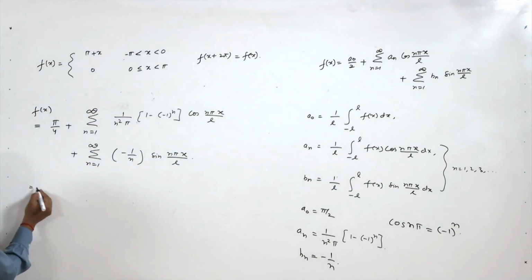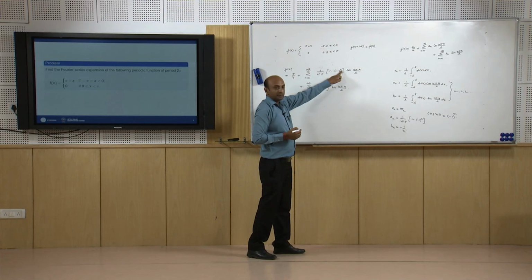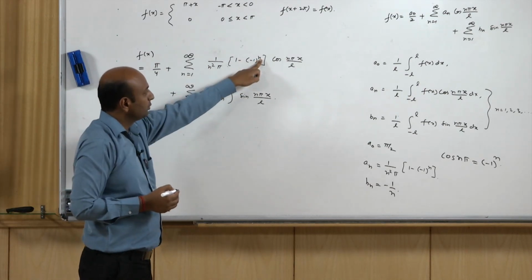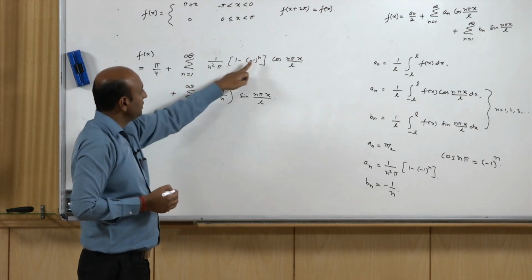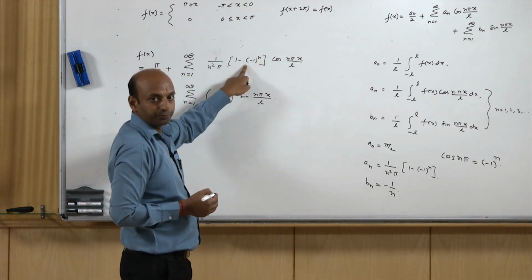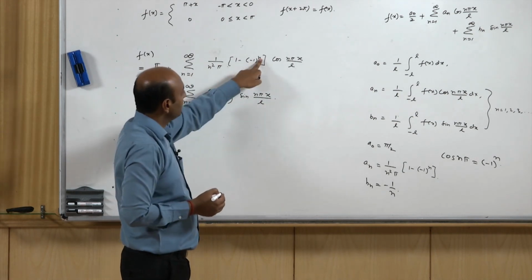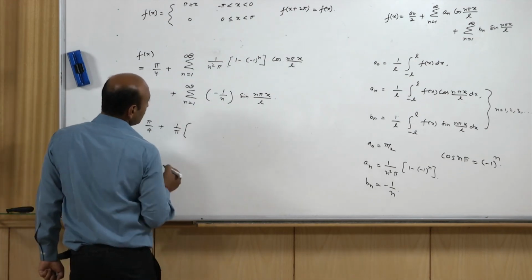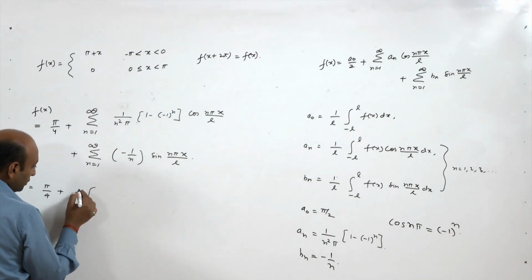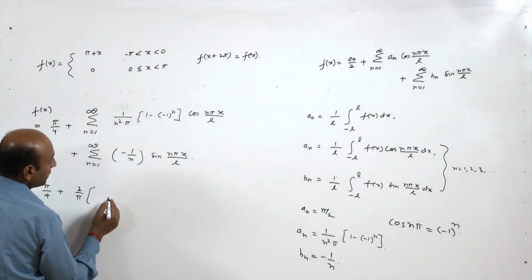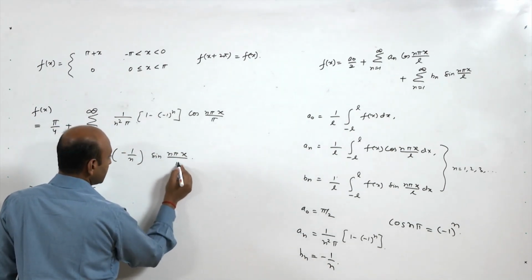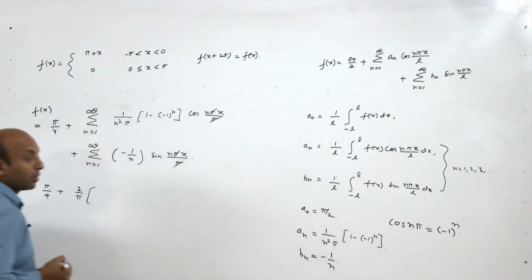If we expand this, it is nothing but pi by 4 plus, when n is 1, it is nothing but 2. For even values of n, it is 0. So, that means from here only odd values come. It is nothing but 2 will be outside, 2 upon pi, and this L is nothing but pi. So, pi cancels out because L is nothing but pi.